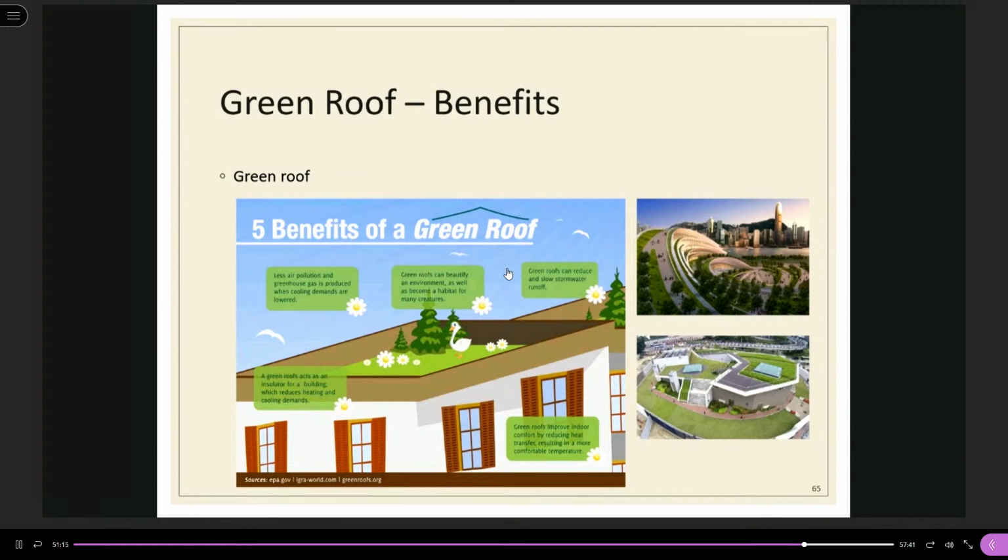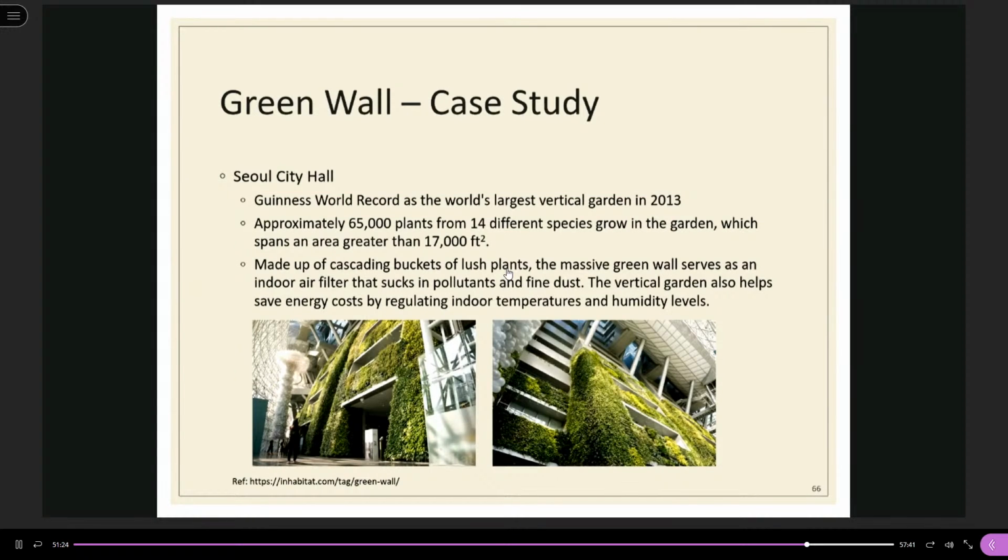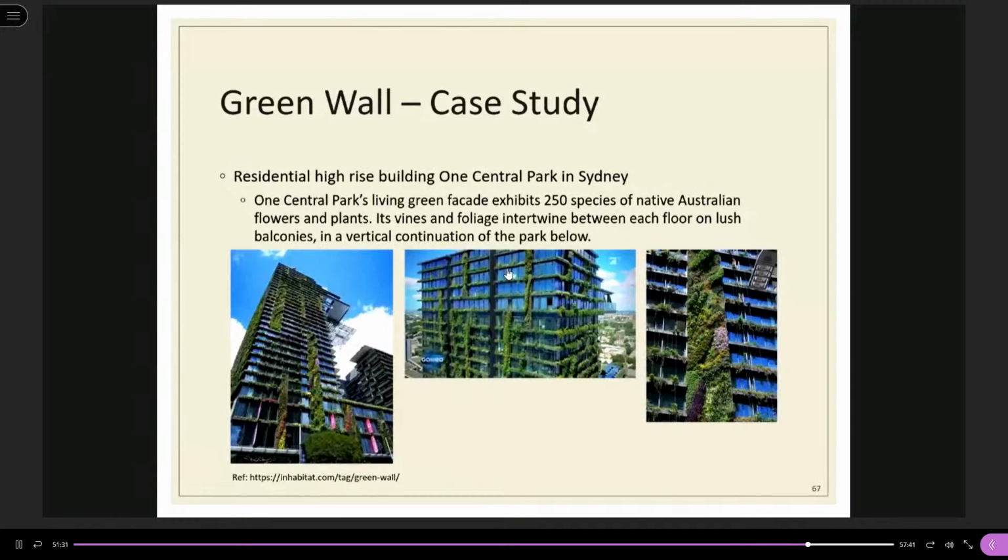Okay, so this is an example of the green roof in Hong Kong and the benefits for the green roof, and another example for the green walls in the Seoul City Hall and the residential high-rise building in the One Central Park in Sydney.